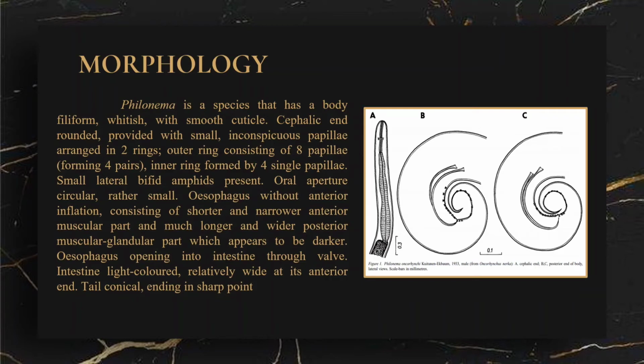Oesophagus without anterior inflation, consisting of a shorter and narrower anterior muscular part and a much longer and wider posterior muscular glandular part, which appears to be darker. Oesophagus opening into the intestine through a valve. Intestine light colored relative to its anterior end. Tail conical, ending in a subpolar tip.